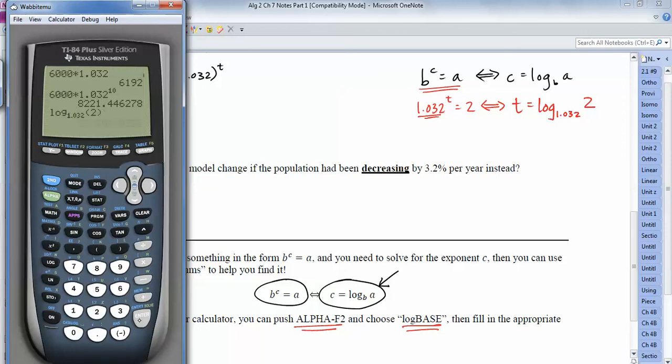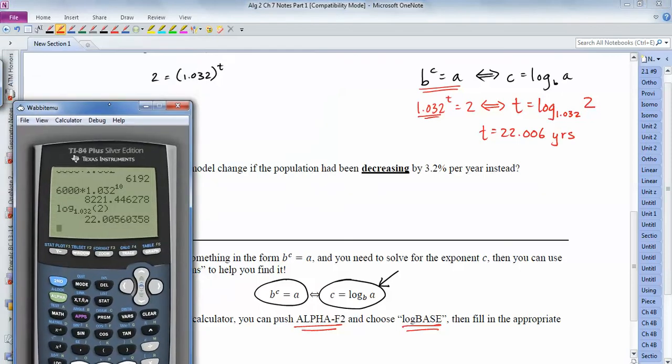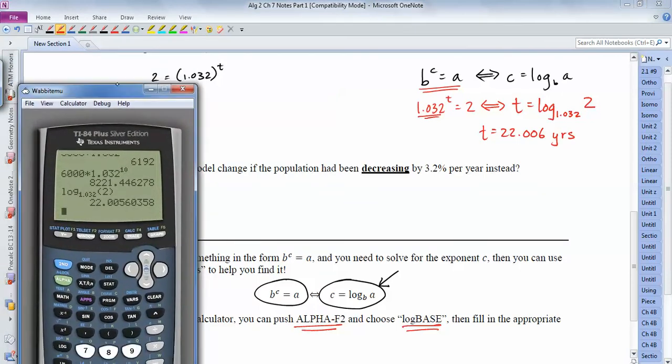And then if I hit enter, it says T equals 22.006 if I round. And T is years, right? So it's going to take 22.006 years to double the population. And you can check it pretty easily.